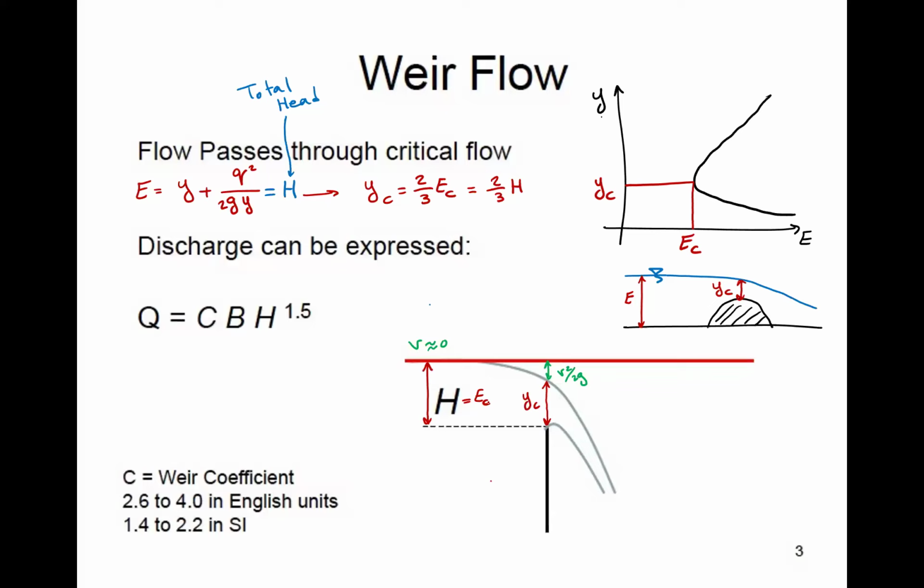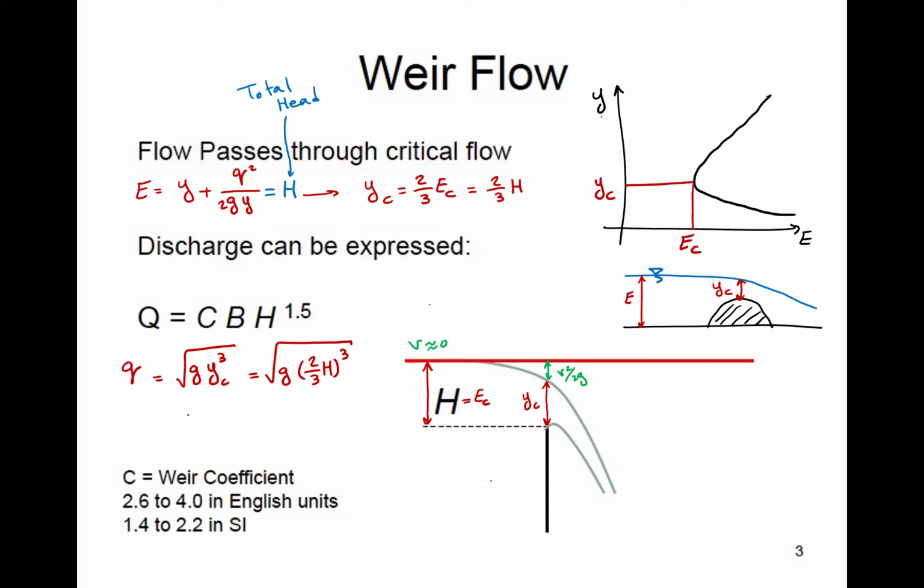Now let's look at our critical flow equation, YC equals 2/3 of H, and do a little bit of simple rearranging of that equation and see what we get. So we know that small q, discharge per unit width in a rectangular channel, is equal to the square root of G YC cubed. So let's plug in H for YC because we know it's 2/3 of H. So this is equal to the square root of G times 2/3 of H cubed.